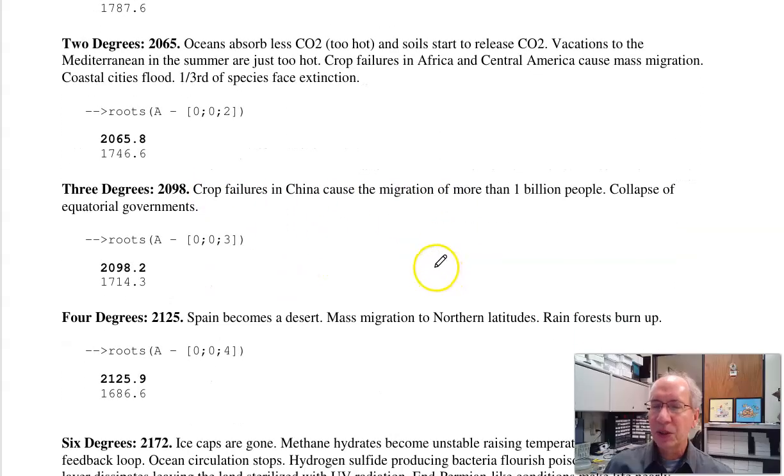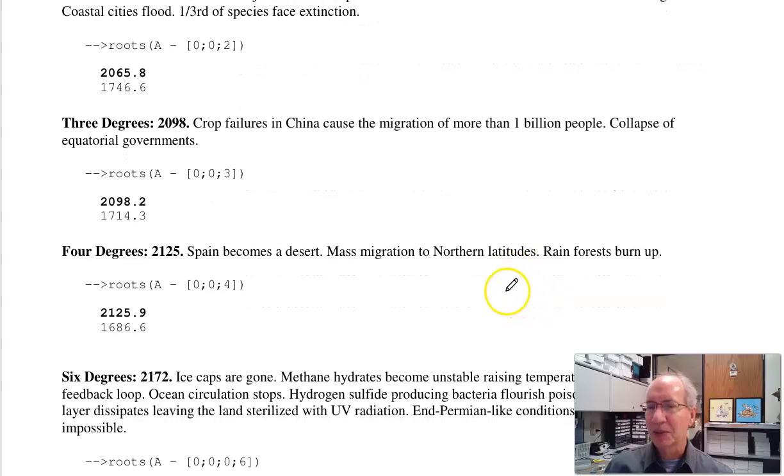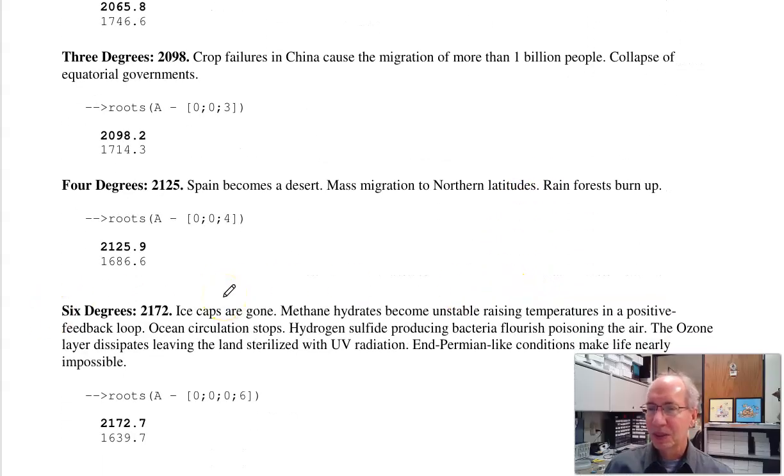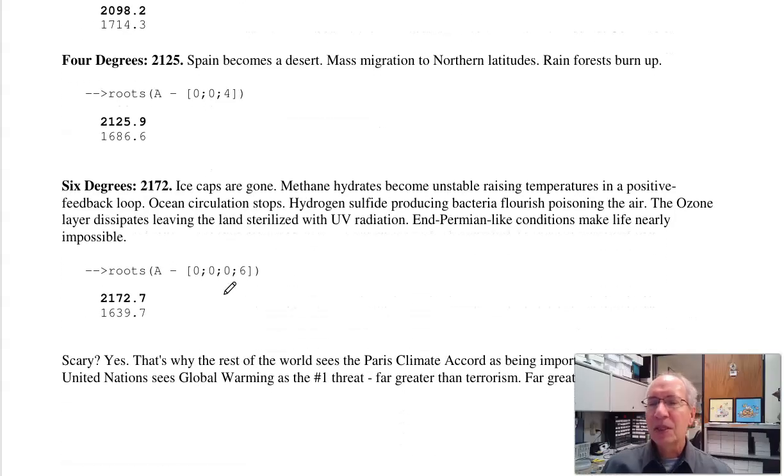3 degrees, you start getting crop failures in China. Collapse of equatorial governments, that's about the year 2098. 4 degrees, Spain becomes a desert, Mexico becomes a desert, mass migrations, rainforests burn up, bad. 6 degrees, basically really bad. That's what the data is saying.